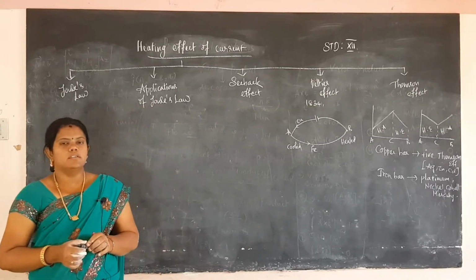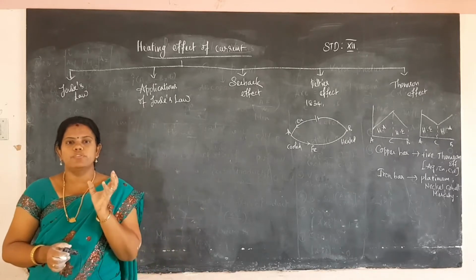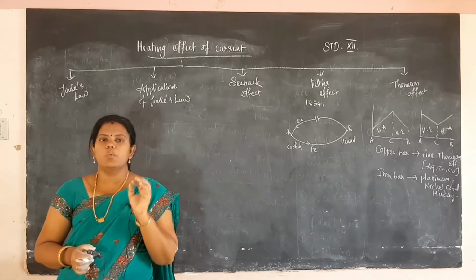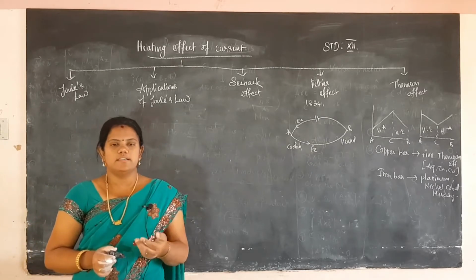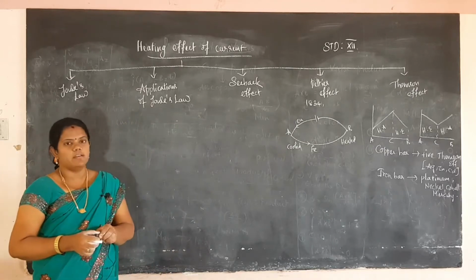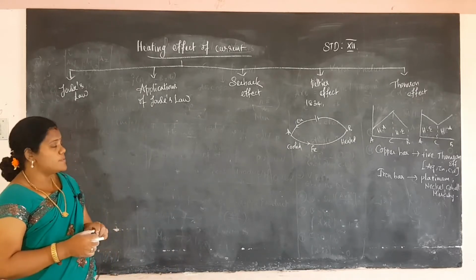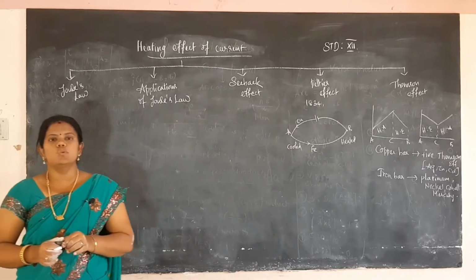So when a current passes through a circuit, only 50% of the energy is used for the working of the circuit. The other energy is dissipated in the form of heat. That is the heating effect of current. I will explain the heating effect of current in terms of Joule's law.